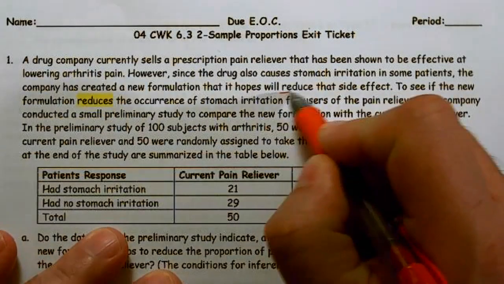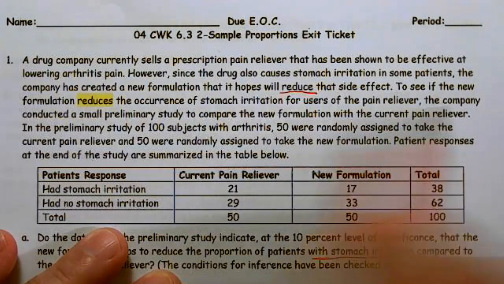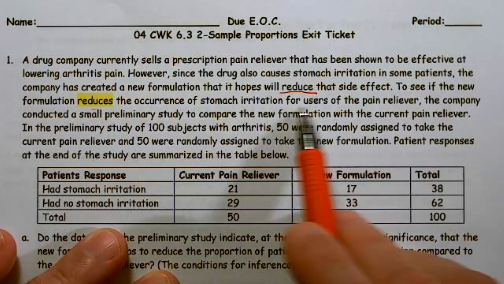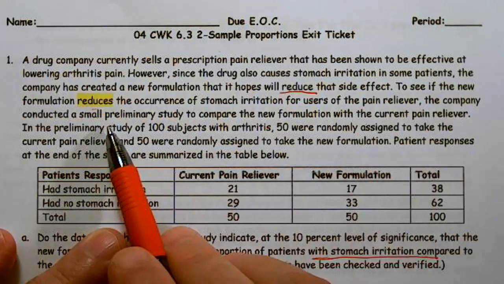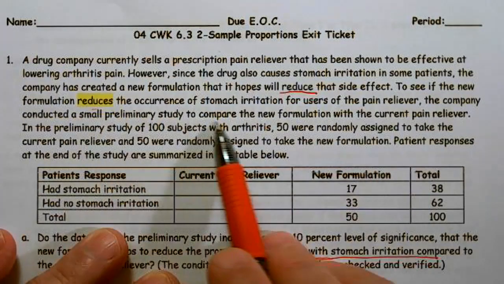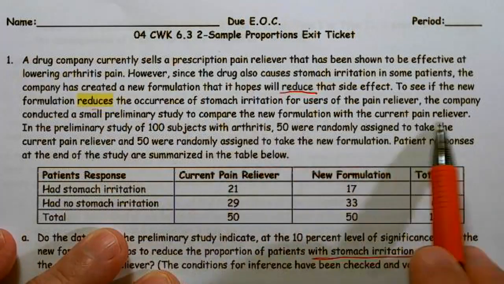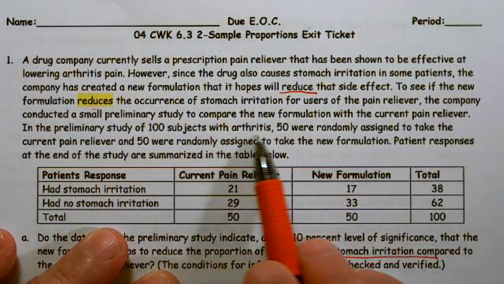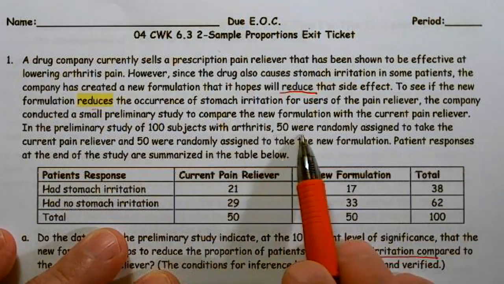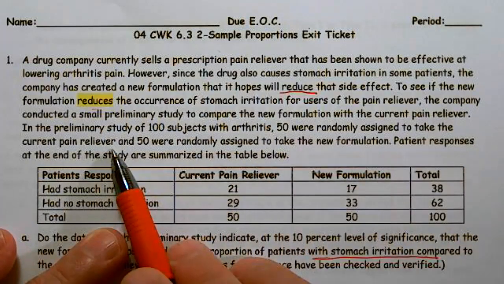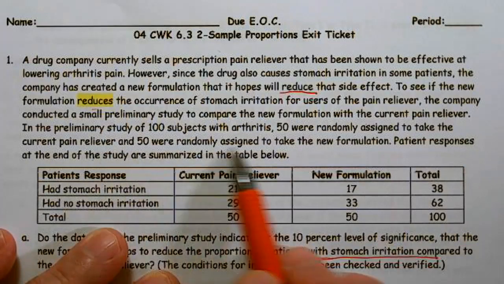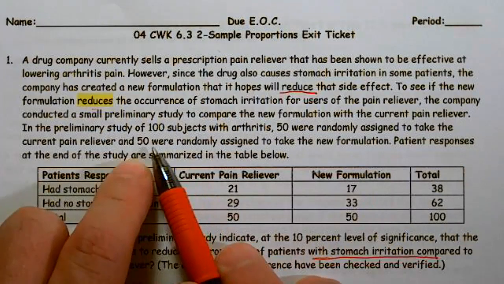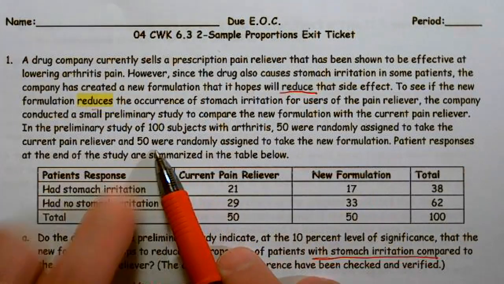All right, so that's probably important to see if the new formula reduces the occurrences of stomach irritation for users of the pain reliever. The company conducted a small preliminary study to compare the new formulation with the current pain reliever. In the preliminary study, of 100 subjects with arthritis pain, 50 were randomly assigned to take the current pain reliever, and 50 were randomly assigned to take the new formulation. So we have 50 getting the current and 50 getting the new.